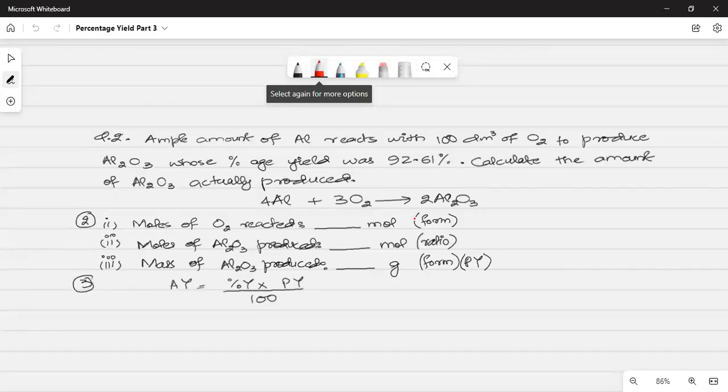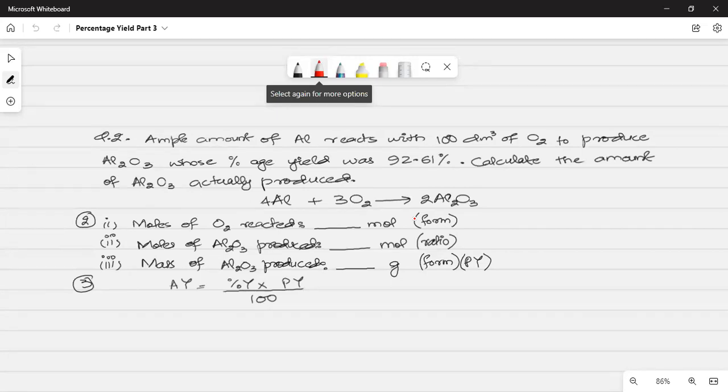All right, that was the percentage yield question I left you with. So let's start with the beginning of the question. An ample amount of aluminum reacts with 100 decimeter cube of oxygen to produce Al2O3. The percentage yield of Al2O3 was 92.6%. We need to calculate the amount of Al2O3 actually produced. The equation is already given, and luckily it's already balanced. We have the steps that you need to go with.